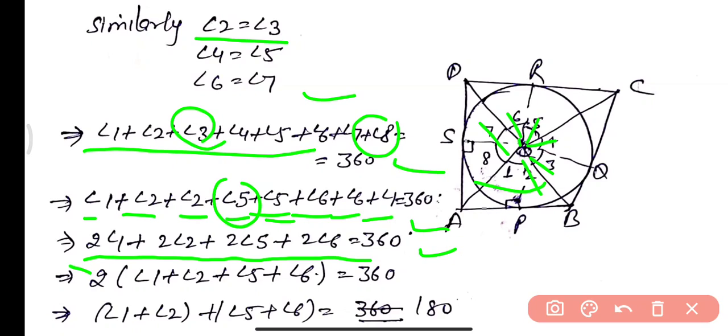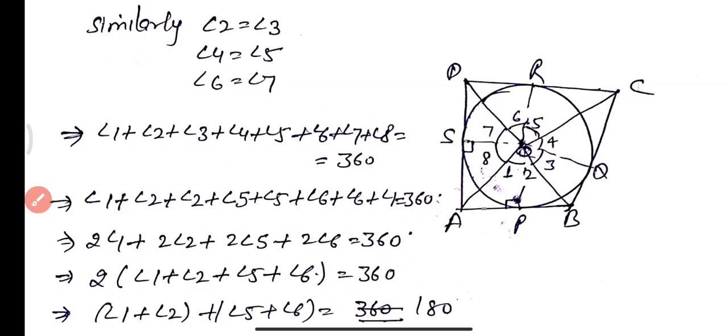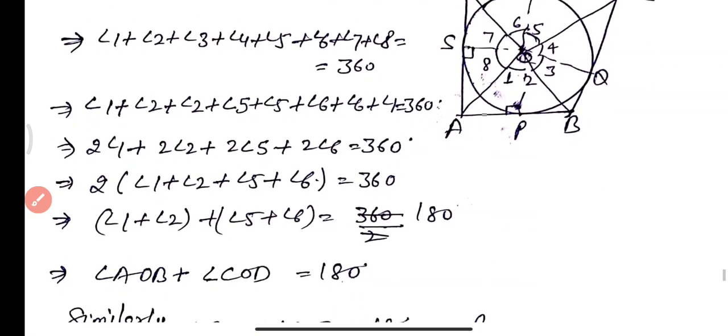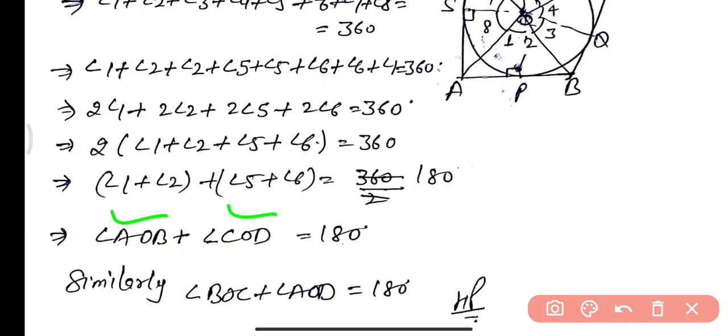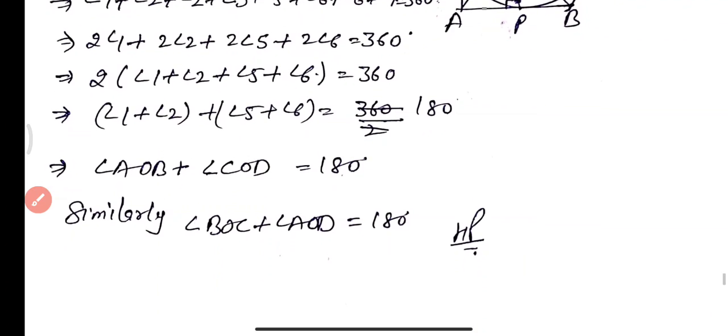So now 2 can be taken as common. So 1 plus 2 plus 5 plus 6 equals 360 upon 2, that is 180 degrees. And 1 plus 2 can be written as angle AOB, and 5 plus 6 can be written as COD, equals 180 degrees. This is the part we had to prove. Similarly, we can say the opposite sides, that is BC and AD, will perform the same function and will form supplementary angles at the center. So we can say similarly BOC plus AOD equals 180 degrees. And this is all about question number 13.